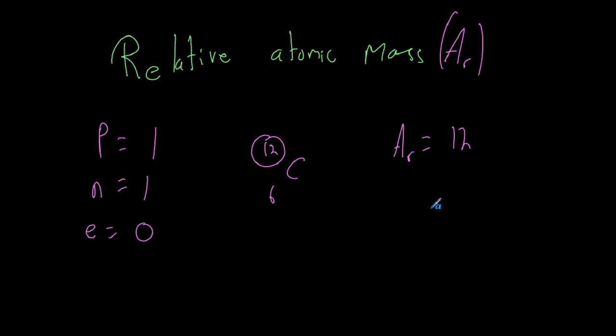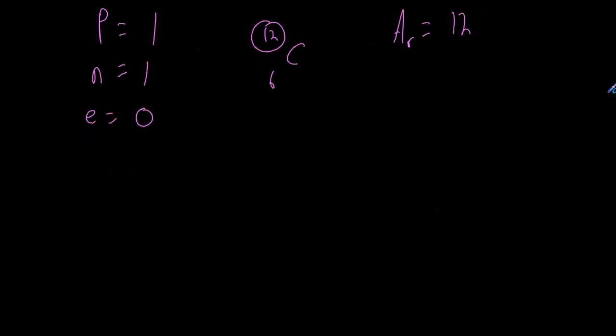And if you're doing the foundation paper, that is the definition I want you to remember, okay? I want you to remember that protons and neutrons have a mass of 1, and therefore the relative atomic mass is the mass number in units. And so the relative atomic mass here is 12. If we had sodium 23, the mass number here is 23, and therefore the relative atomic mass, surprise, surprise, is 23.